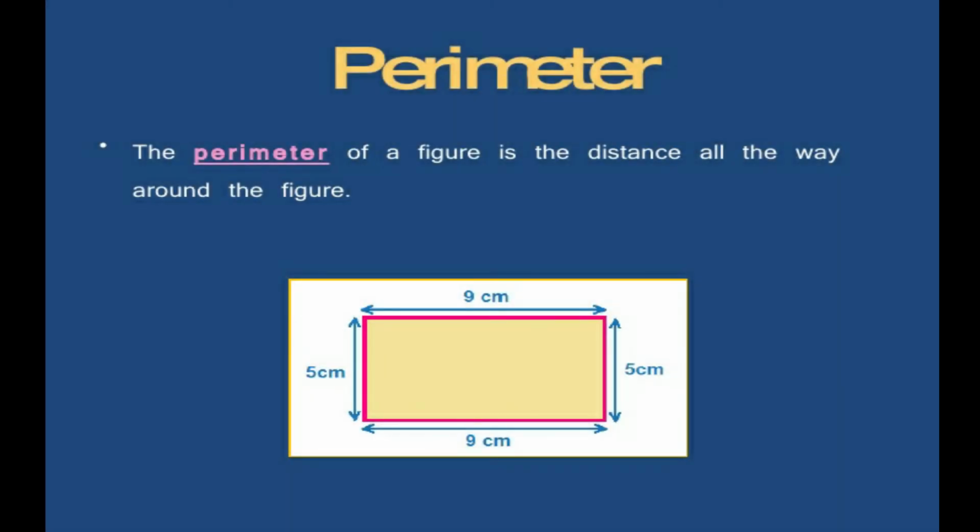Next, what do you mean by perimeter? The perimeter of a figure is the distance all the way around the figure. Here also we have chosen a rectangular figure as an example. Without knowing the formula, if we have to find the perimeter of a closed figure, in what way can we find it? We just have to make the sum of the sides. That is, the perimeter is nothing but the sum of the sides of the closed figure. That is, if we add the sides, 5 centimeter, 5 plus 9 plus 5 plus 9, that will be the perimeter of the rectangular figure.